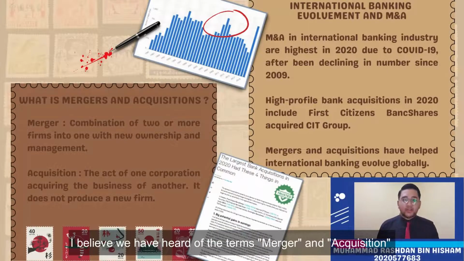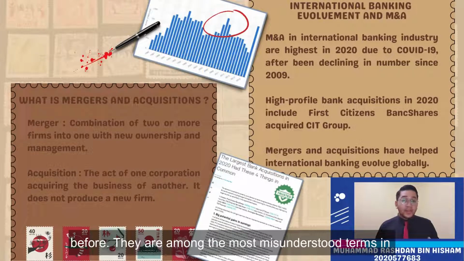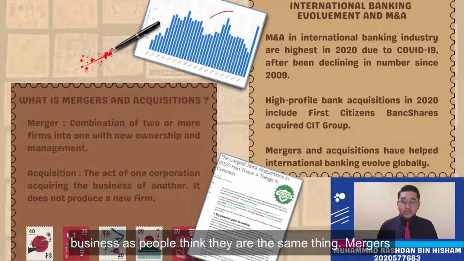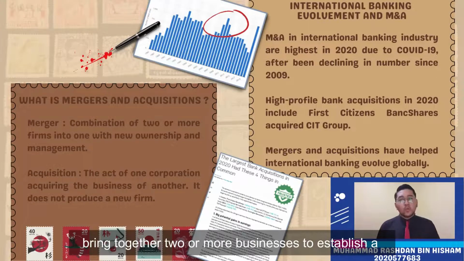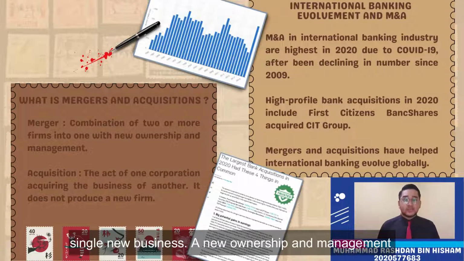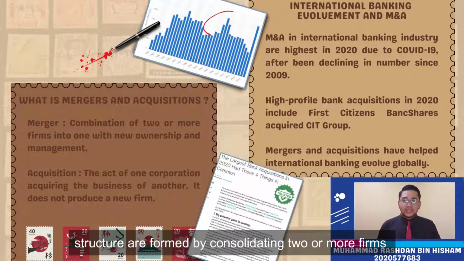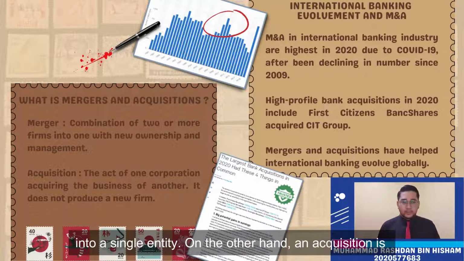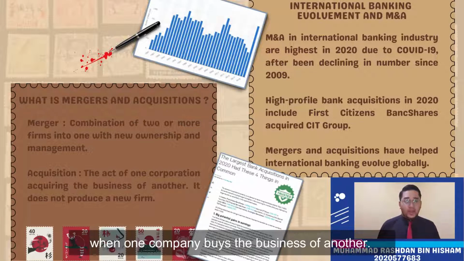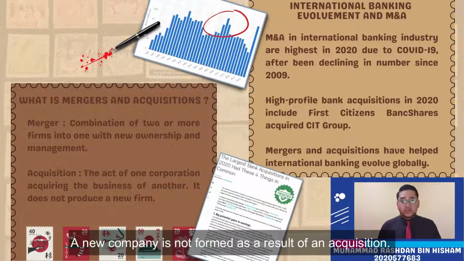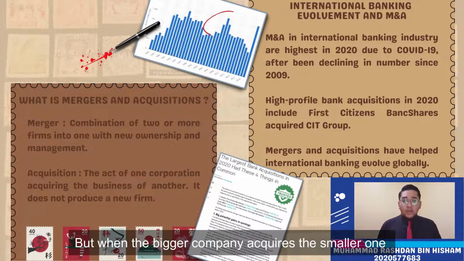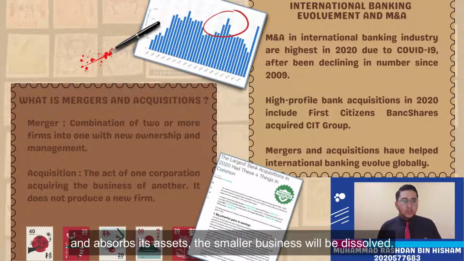I believe we have heard of the terms merger and acquisition before. They are among the most misunderstood terms in business as people think they are the same thing. Mergers bring together two or more businesses to establish a single new business. A new ownership and management structure are formed by consolidating two or more firms into a single entity. On the other hand, an acquisition is when one company buys the business of another. A new company is not formed as a result of acquisition, but when the bigger company acquires the smaller one and absorbs its assets, the smaller business will be dissolved.